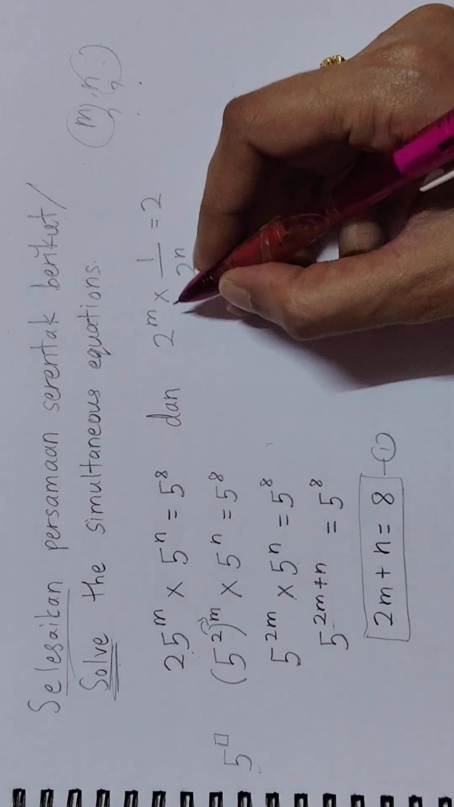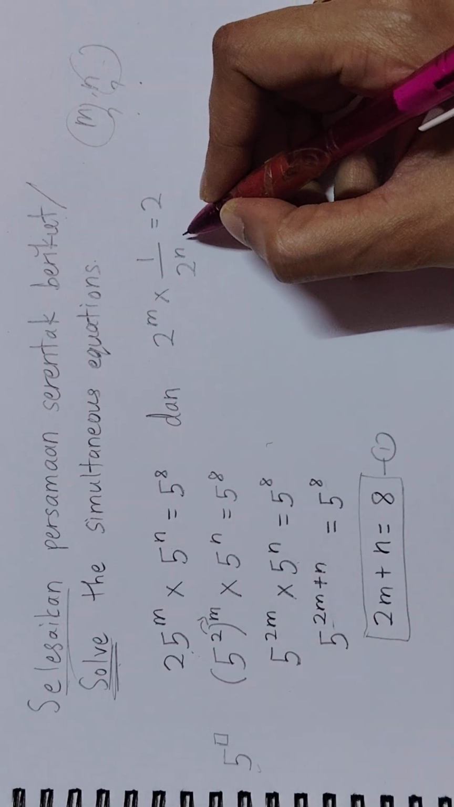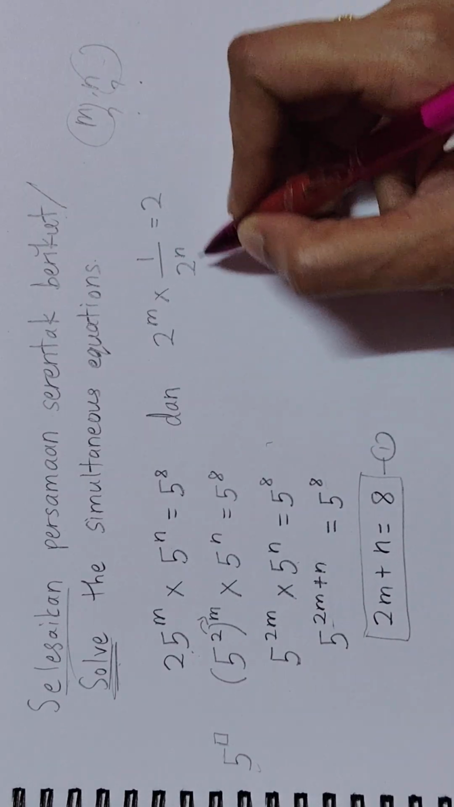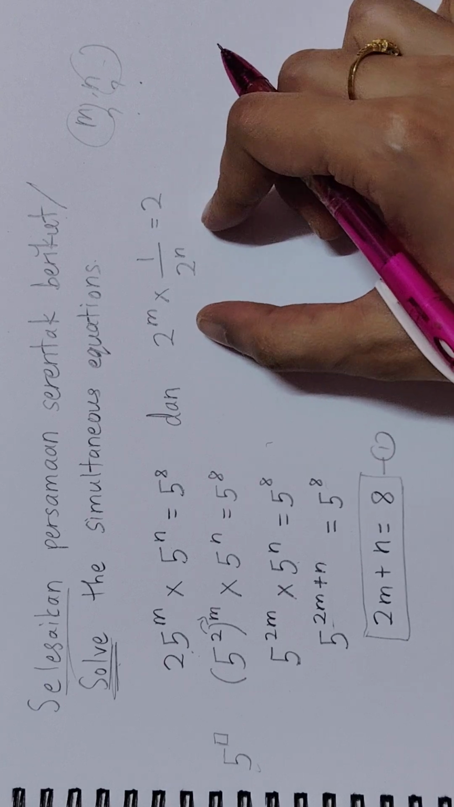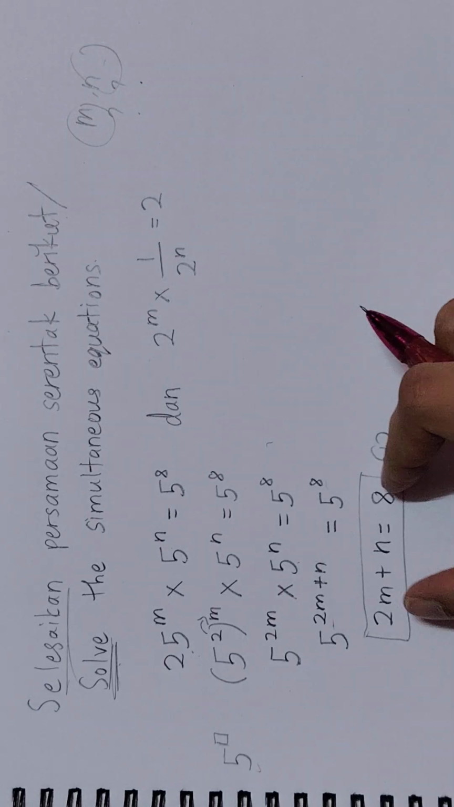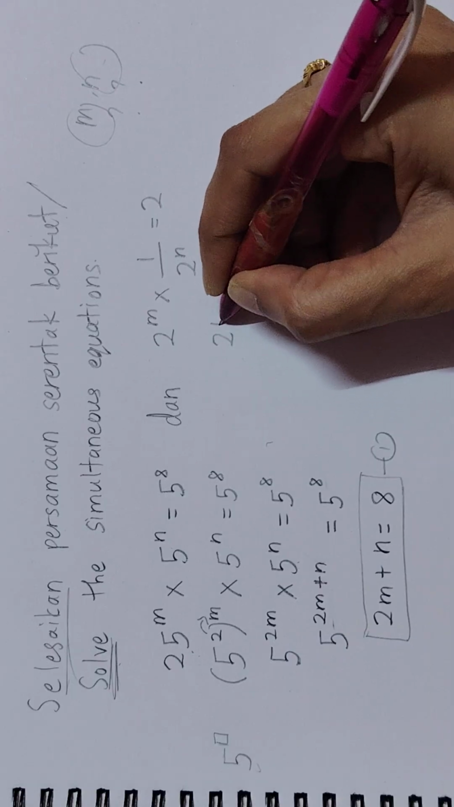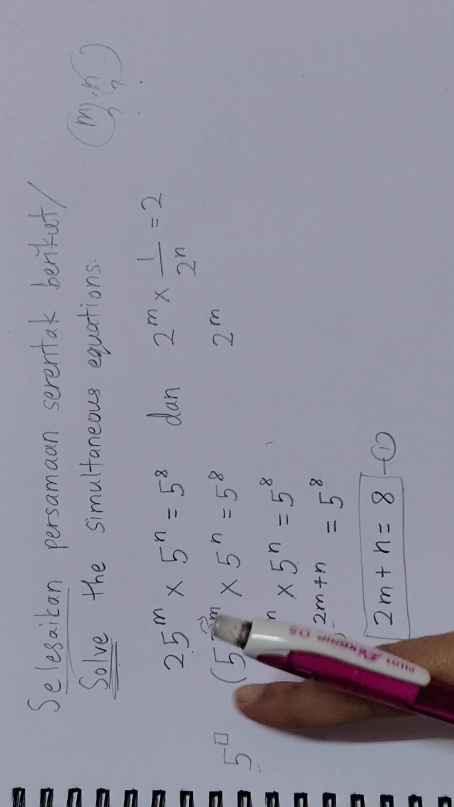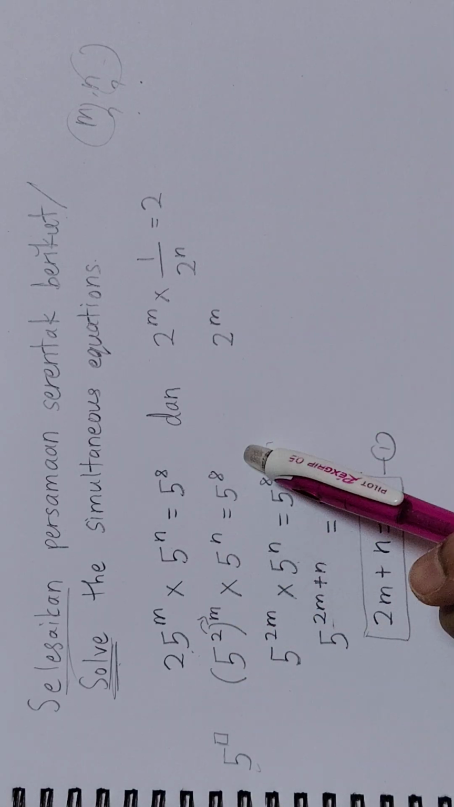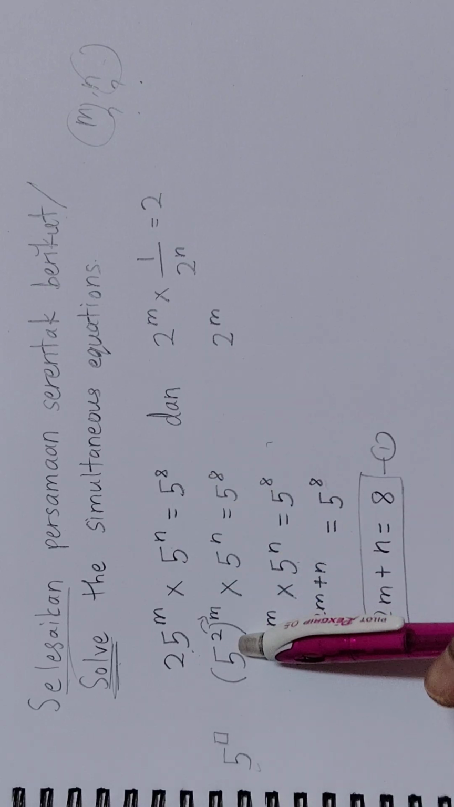Okay, now we look at this. 2^m times 1 over 2^n equals to 2. Again, this one also we must solve until we find one equation here. So what are we going to do? 2^m is already 2^m. Okay. First step here, what did we do, class? We made the base same, yes or no? 5, 5. Here this one also we made it to 5.